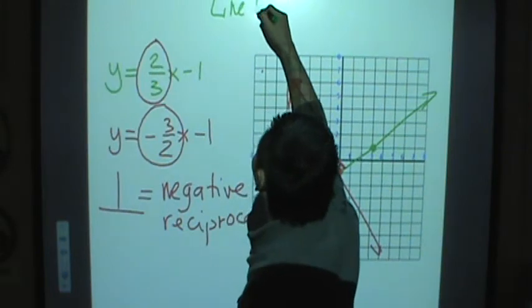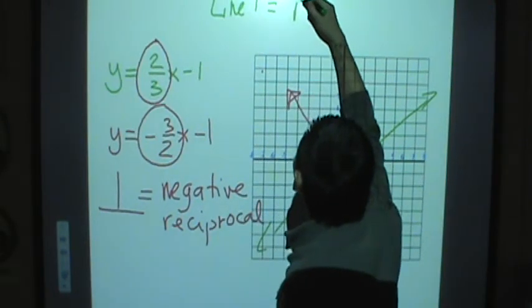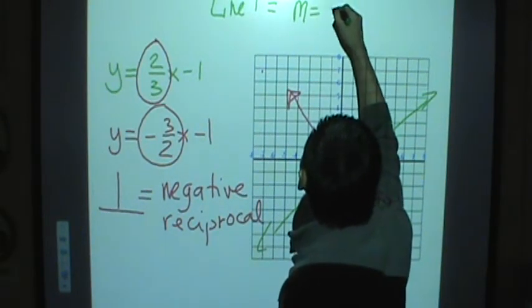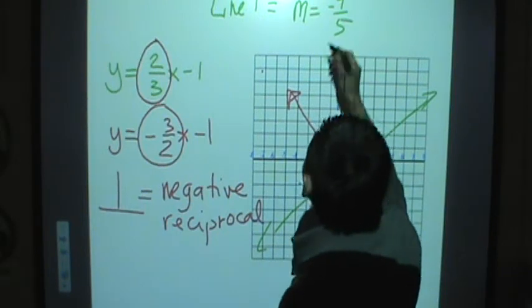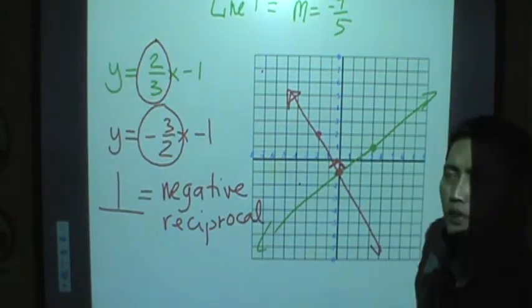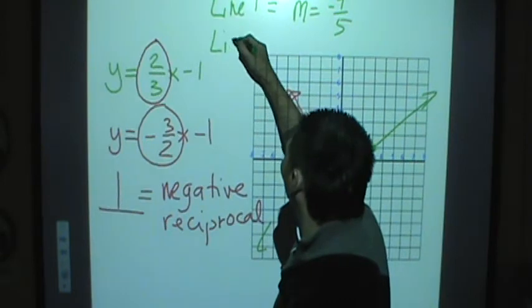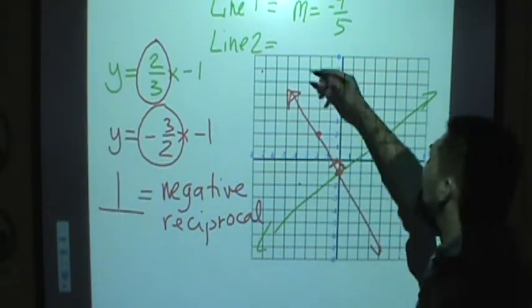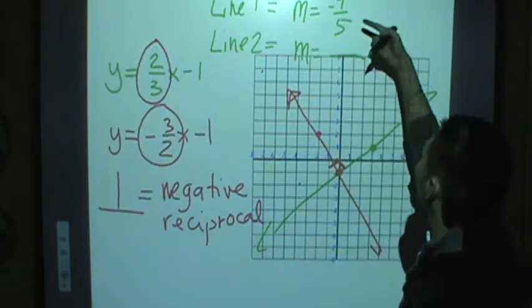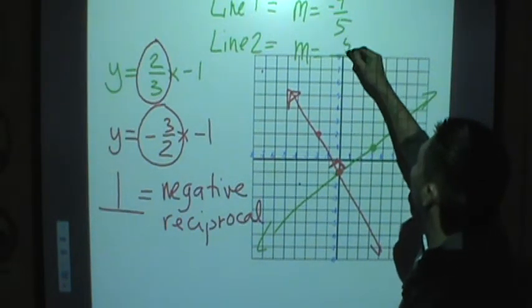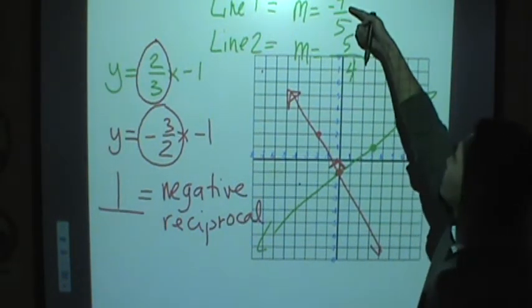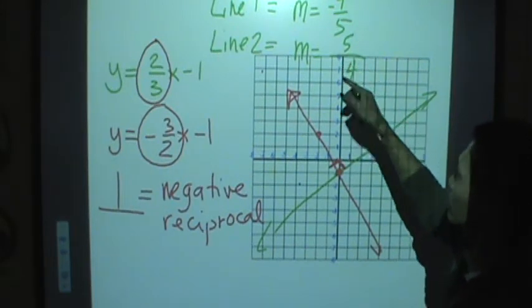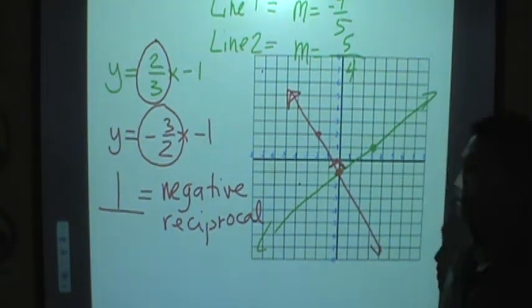So, for example, let me have line 1. Line 1 has a slope of -4 over 5. Now the question is, what will be the slope of line 2 if the lines are perpendicular? So first, you just have to flip that. It becomes 5 over 4. It was negative, then you have to make it positive. That's it. That's how easy it is.